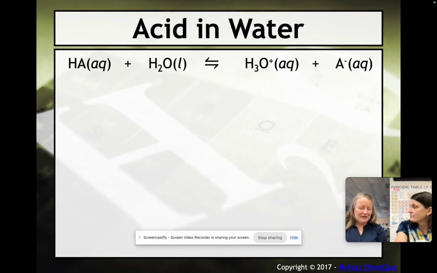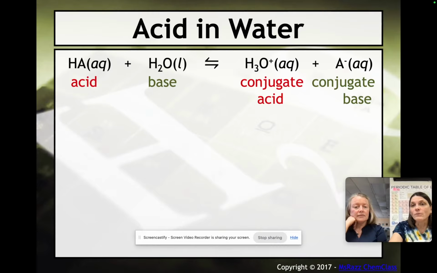And it's weird, right? Because we normally don't consider water to be a base. But in this case, because it's accepting a proton, it can be. Isn't that cool? So water is amphoteric. It can do both. It goes both ways. It can be an acid or it can be a base.